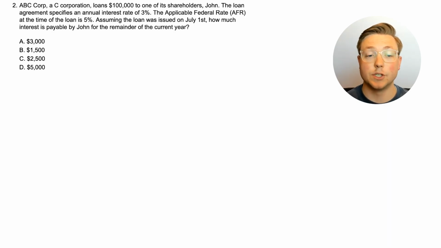Okay, here is question 2. ABC Corp., a C corporation, loans $100,000 to one of its shareholders, John. The loan agreement specifies an annual interest rate of 3%. The applicable federal rate at the time of the loan is 5%. Assuming the loan was issued on July 1st, how much interest is payable by John for the remainder of the current year?